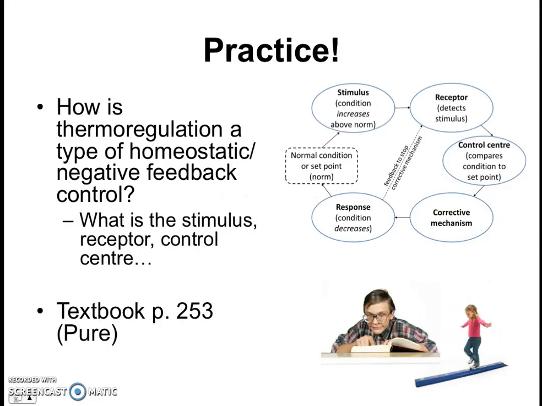Alright, before we end, just two things to leave with you. Firstly, I want you to go and practice looking at thermoregulation and drawing out this sort of diagram for it. So what's the stimulus, receptor, etc. If you need help, you can look at this textbook page.